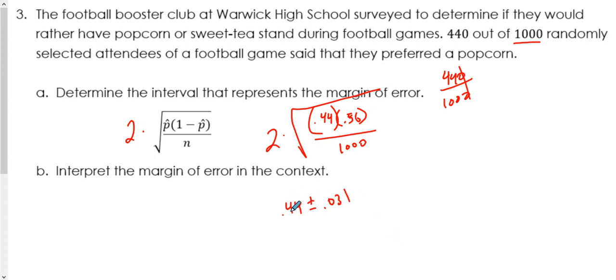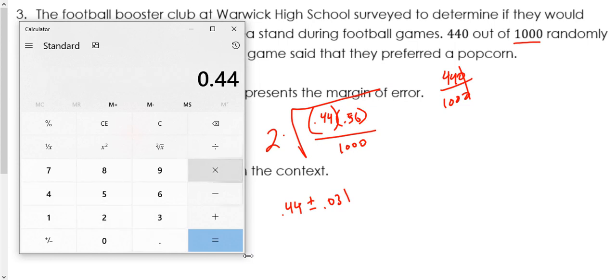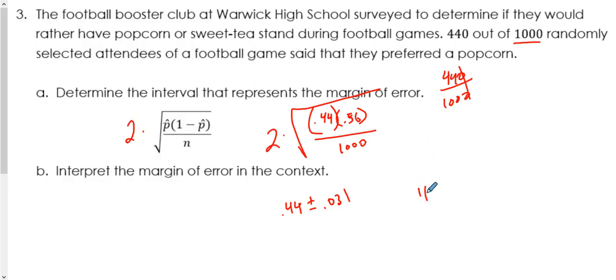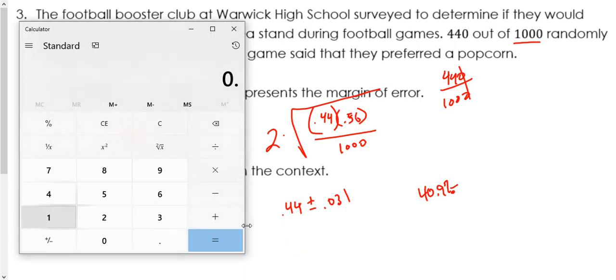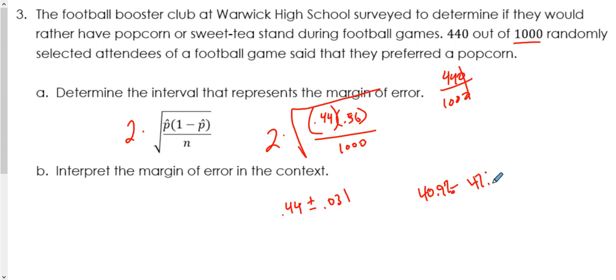If you think about that, you took this and added this to it and then subtracted this. We're not going to do this every single time, but 0.44 minus 0.031 gives us 40.9%, to 0.44 plus 0.031, which gives us 47.1%. So between 40.9% and 47.1% said they wanted a popcorn stand. That's less than half of the people. If more than half did want sweet tea, that informs them that they want to go in this route rather than this route. But again, the margin of error is right here, 0.031, or 3.1%.